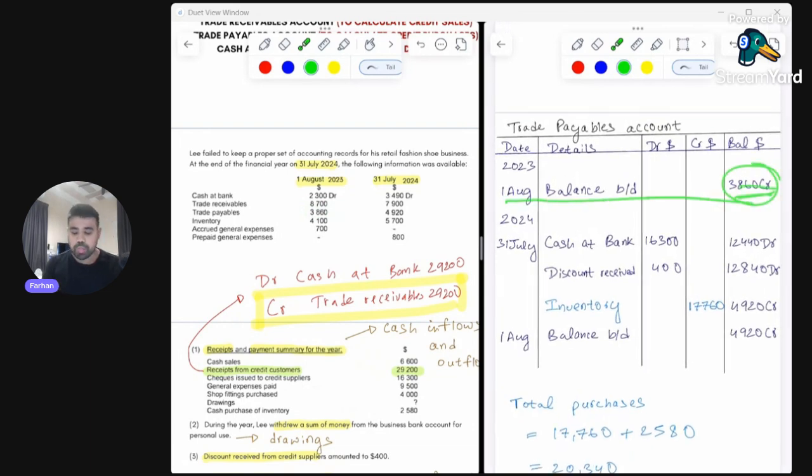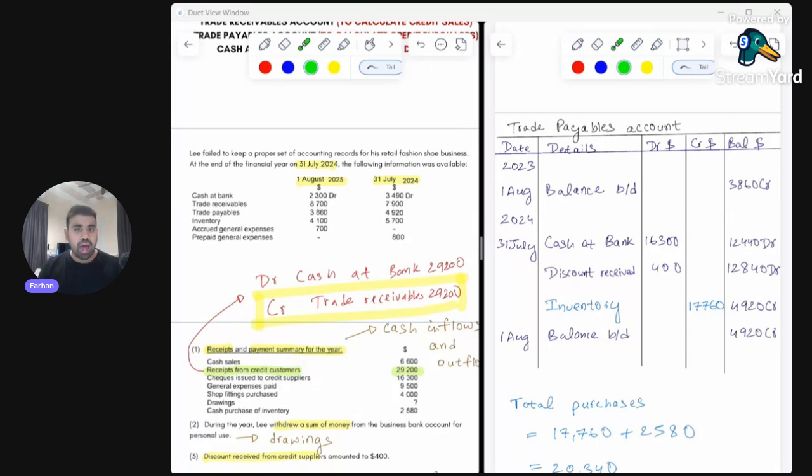So what's the logic? Trade payables account in itself is a current liability account. Trade payables refer to the credit suppliers of the business. These are the people from whom the business purchased inventory on credit. So obviously we have got some kind of obligation to pay these suppliers off, and $3,860 is what we owe them at the beginning of the year on 1 August 2023.